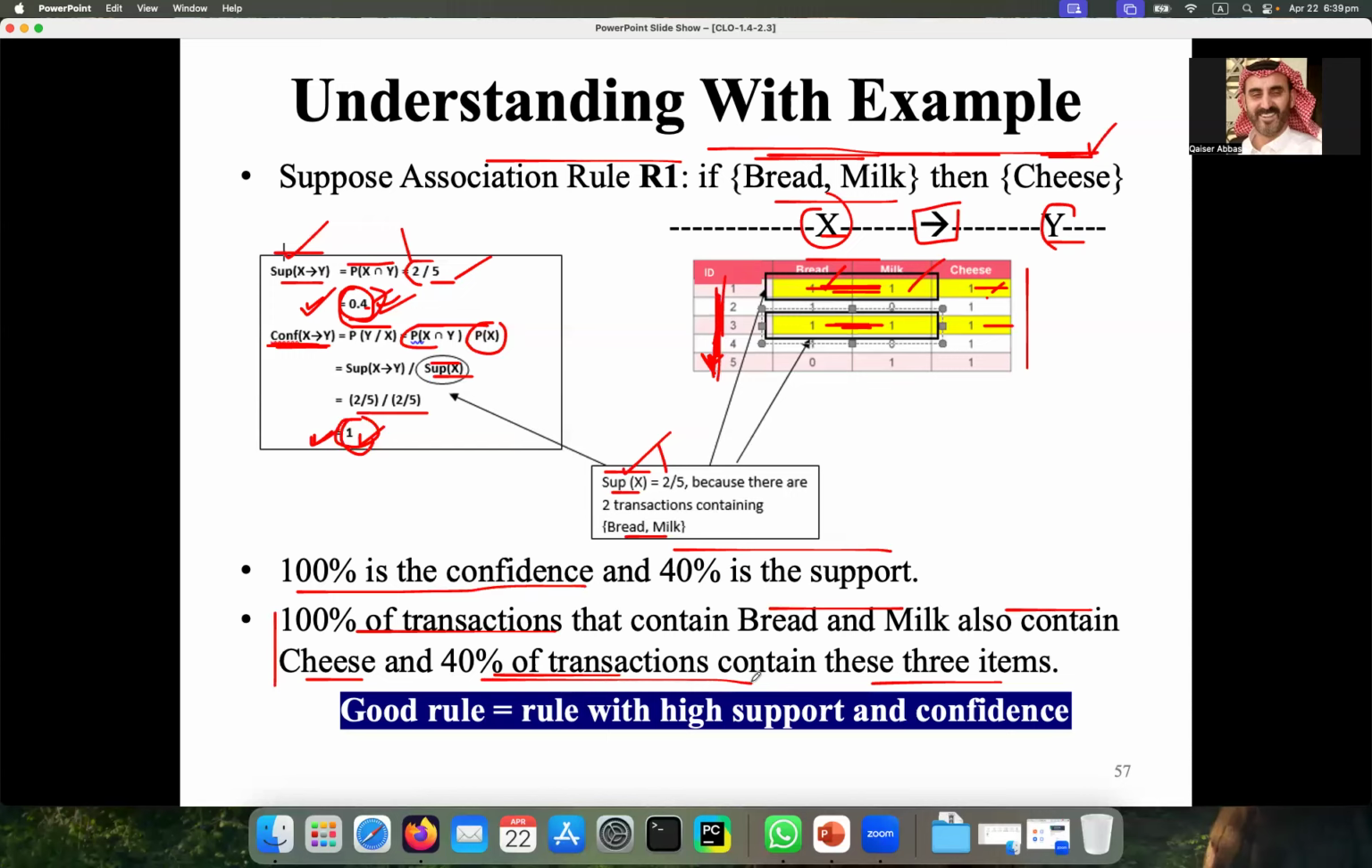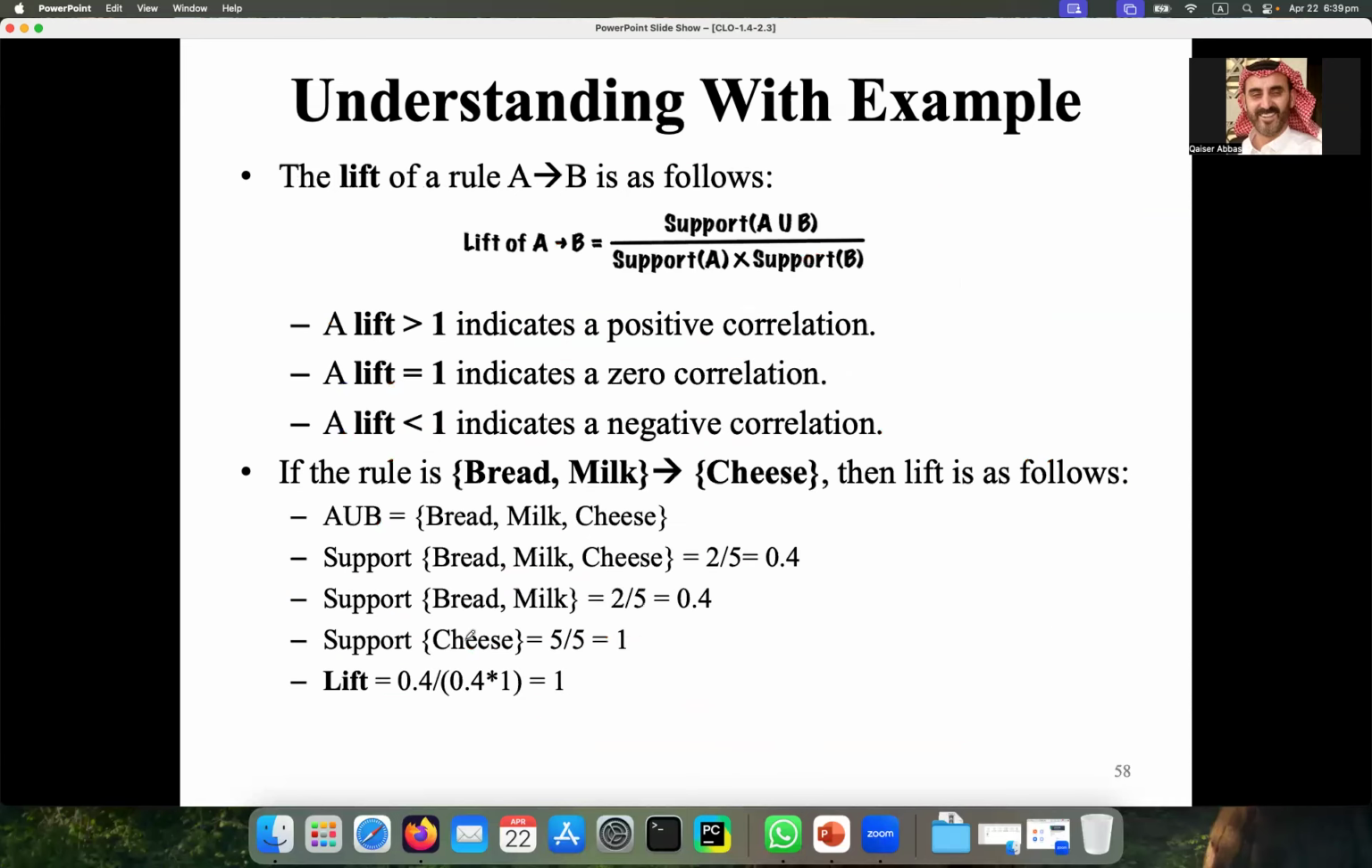And how can we say whether this is a good rule or not? When your rule has a high support and a high confidence value, then you can say it is a good rule, otherwise not. Here we have high confidence, but the support is less than 50%. So you can say it is something 50-50, just an estimate. So this is not a good rule or something like that. Moving next.